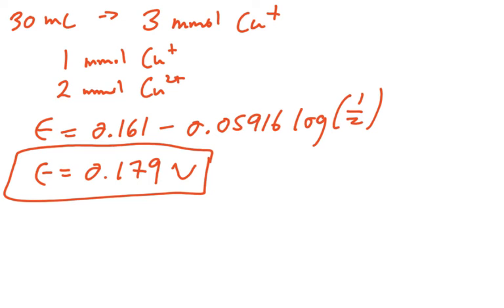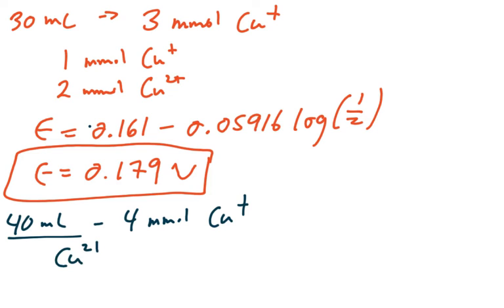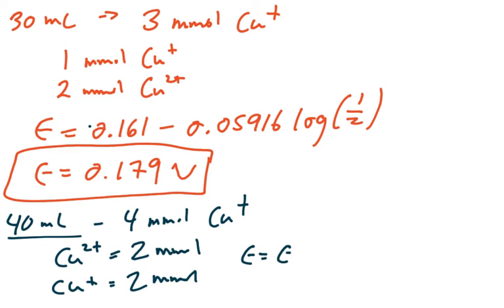All right, there's one more special point, which we can end with, which is 40 milliliters. And 40 milliliters is special because we're twice of the equivalence point, right? So this would be 4 millimoles of copper added, and we only had 2 of iron, right? So at equilibrium, we'll have equal amounts of the copper ions in solution. So the log of 1 is equal to 0. So E is equal to E standard. So E is equal to 0.161 volts.